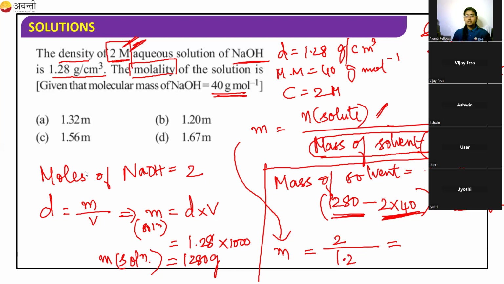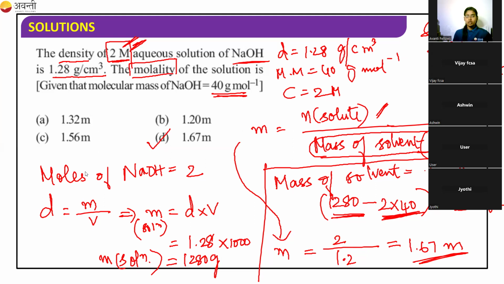Has anyone got the answer for this? 2 divided by 1.2? Not even a single student has got the answer. What is 2 by 1.2? It is 1.67 molar. Okay. 1.67 molar, in which option D is the correct answer.